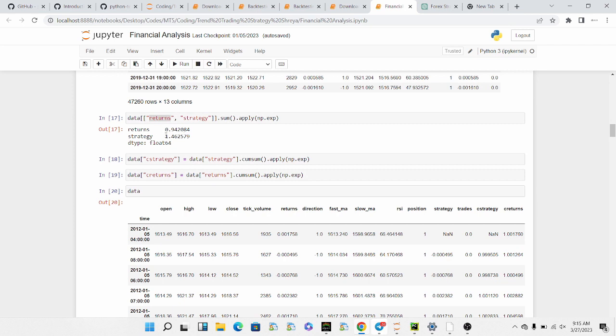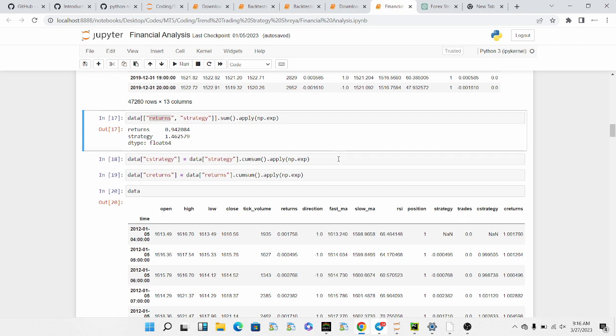You can see our strategy returned 1.462579 and our returns was 0.942049. And this simply means that our strategy was able to return about 46.2% profit, while our returns was obviously in a loss, about 6% loss.